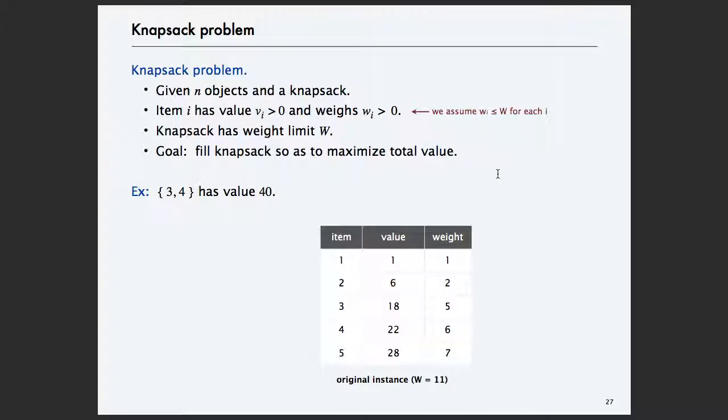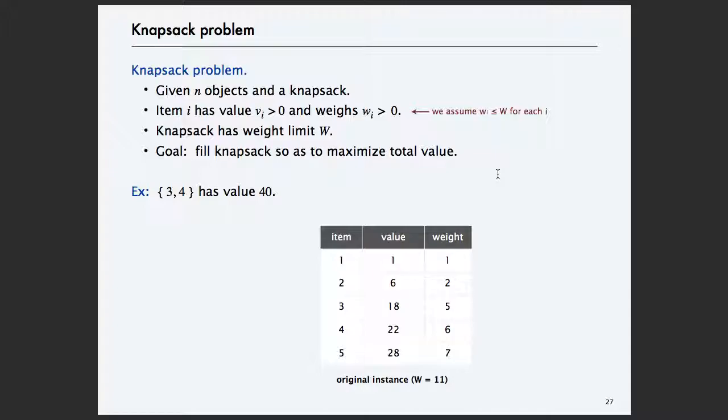The knapsack problem is one of the well-known optimization ones. You have n objects and a knapsack. Item i has value vi and weight wi, and your knapsack has a weight limit of W. The idea is to fill the knapsack so as to maximize the total value. How would you brute force this one? Every possible combination of items? Yes. How many possible combinations of items do we have?